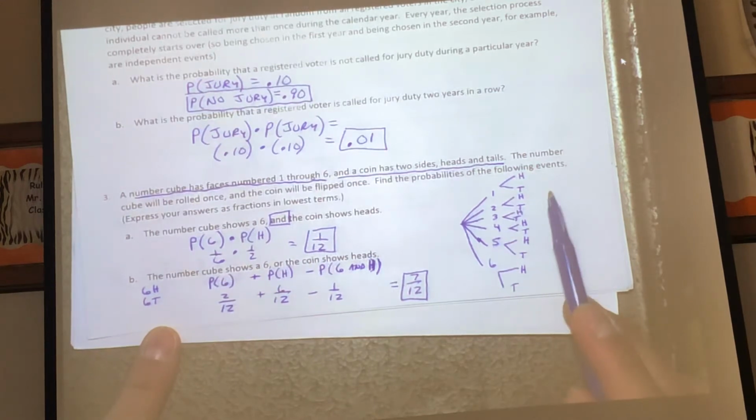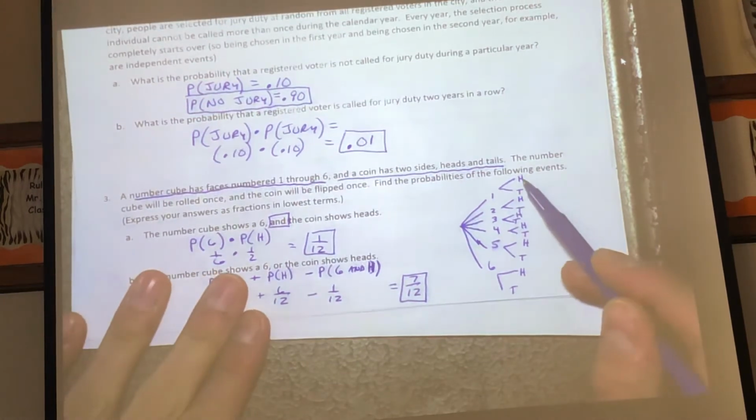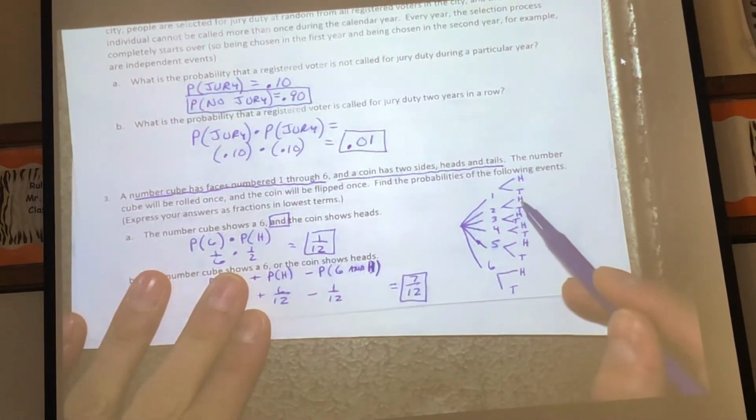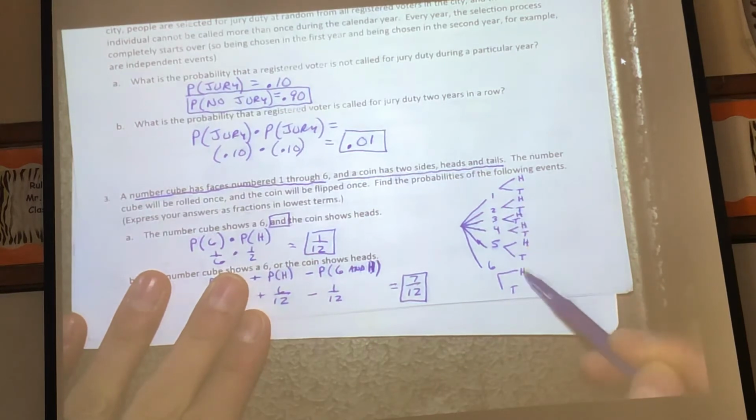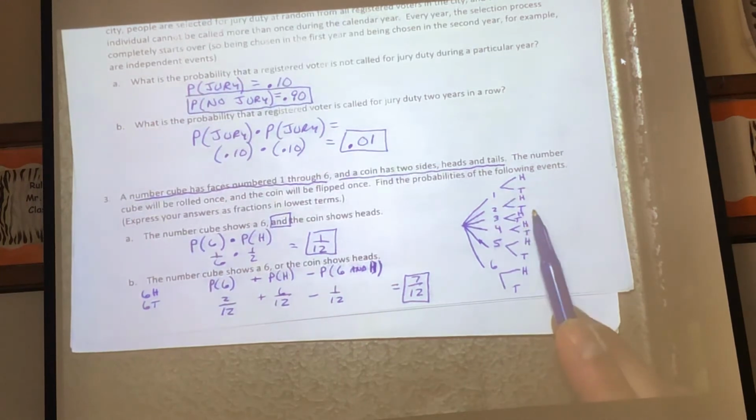The total number of outcomes would be to the right of the farthest branch. So 1, 2, 3, 4, 5, 6, 7, 8, 9, 10, 11, 12. Probability of being heads, we have 1, 2, 3, 4, 5, 6 out of 12. Now we subtract 1/12 because we would have an overlap. You don't want to count things twice, so you get an answer of 7/12.